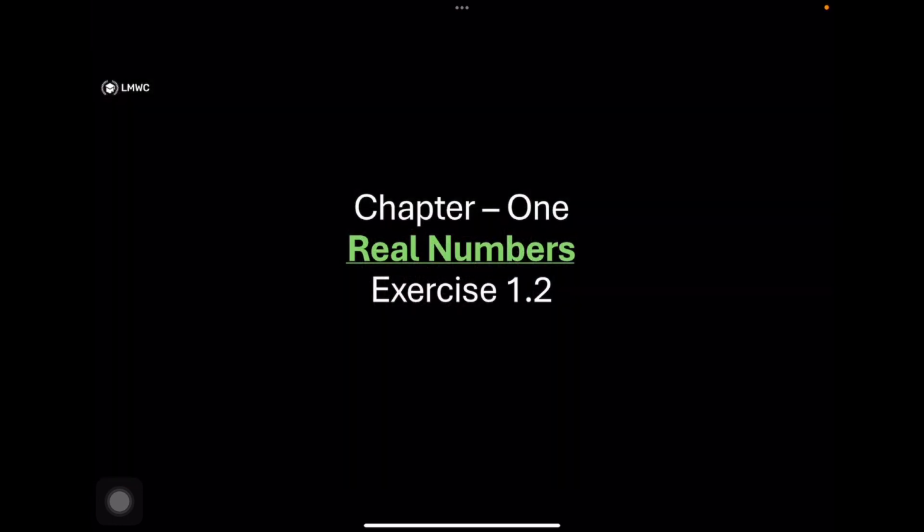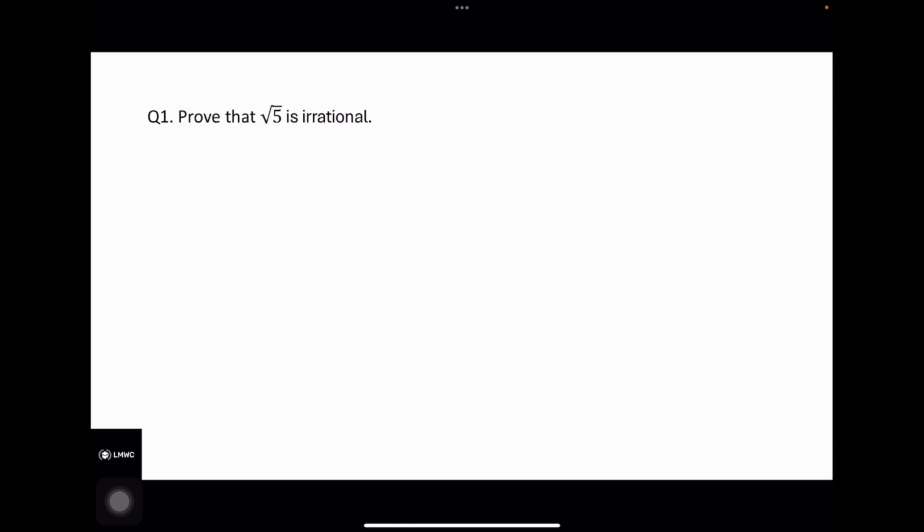Hello everyone. So today we are going to start exercise 1.2 of chapter 1, Real Numbers. The first question we have: prove that root 5 is irrational. To prove this, we are going to use the contradiction method. So let us all prove together. First we will write, prove.